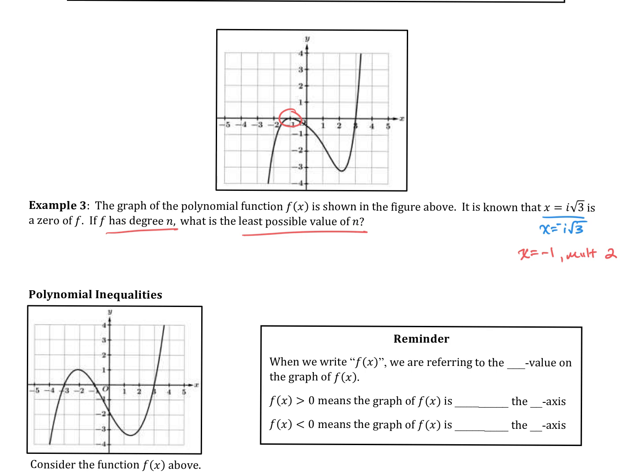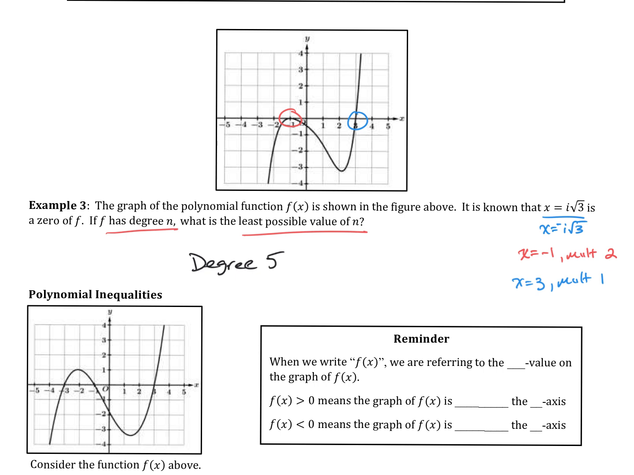So where else do I have a 0? I also have a 0 at 3. Now, what is the least multiplicity that could have? 1. Because why? Because it cuts through. And so what is the least degree of this polynomial? This is at least a degree of what?